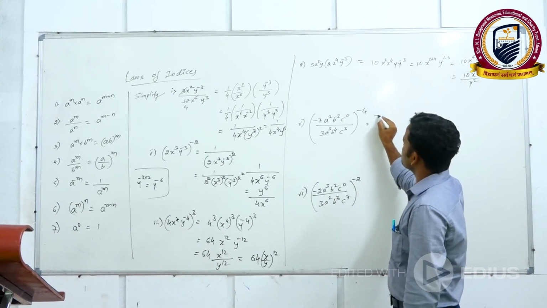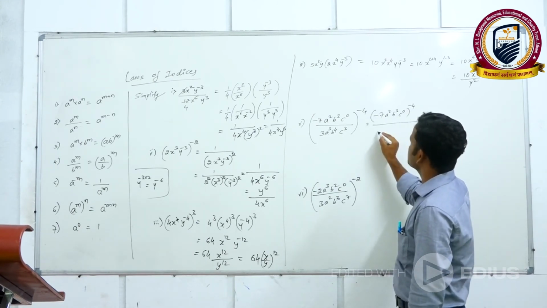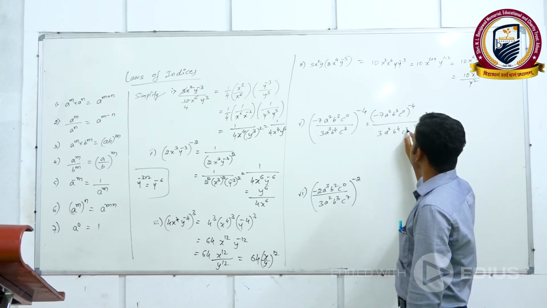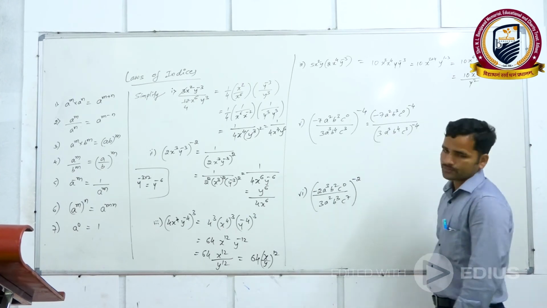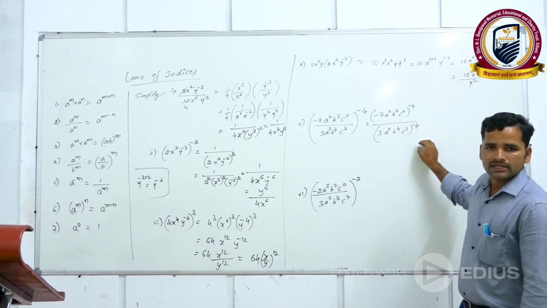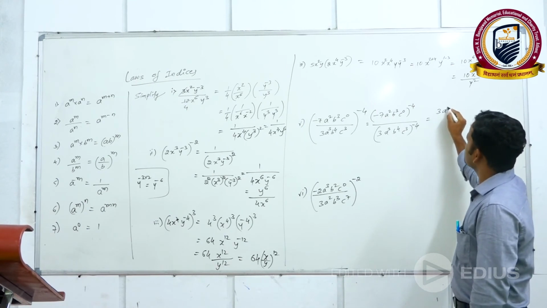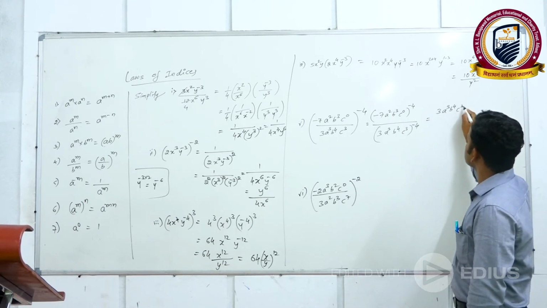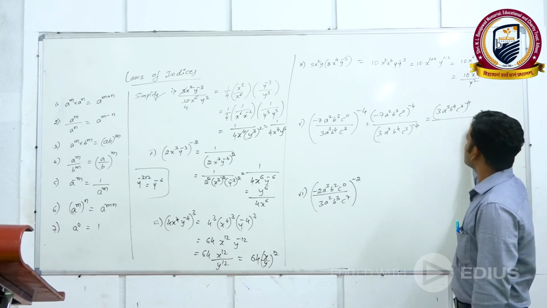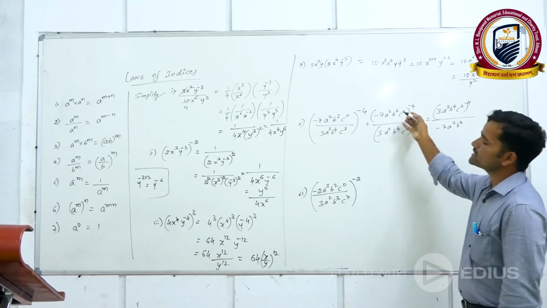This can be written as (minus 7 a square b cube c raised to 0) whole to the power of minus 4 divided by (3 a cube b raised to 4 c raised to 3) whole to the power of minus 4. Now for easy simplification, take the numerator term to the denominator and the denominator term to the numerator. This will be (3a cube b raised to 4 c raised to 3) whole to the power of 4 divided by (minus 7 a square b cube c raised to 0) is how much?